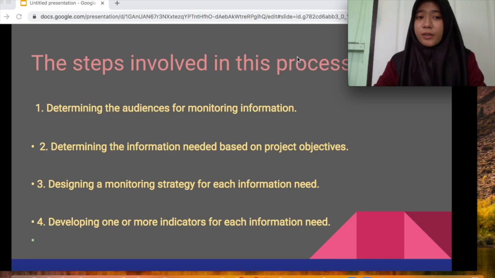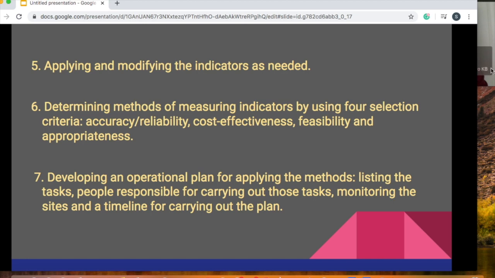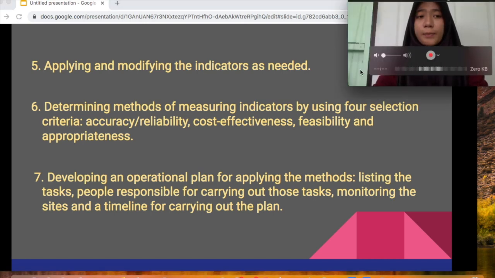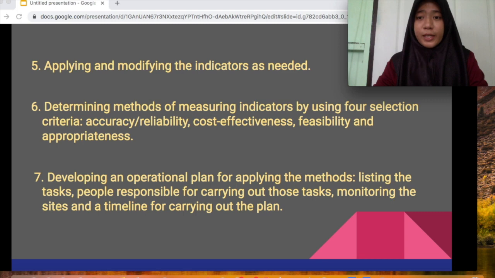First is determining the audience for monitoring information. Two is determining the information needs based on the project objectives. Three is designing a monitoring strategy for each information need. Four is developing one or more indicators for each information need. Five is applying and modifying the indicators as needed. Six is determining the method of measuring indicators by using four selection criteria.